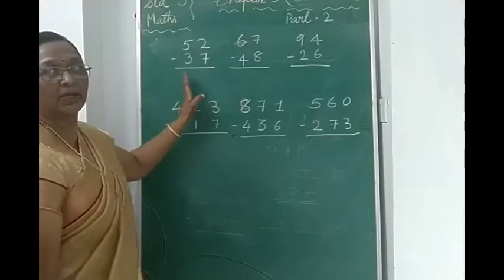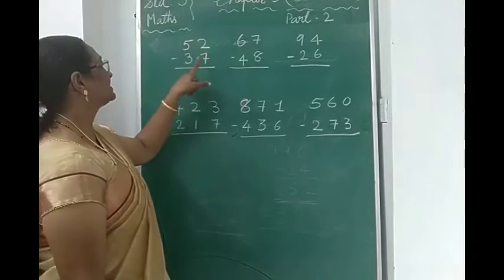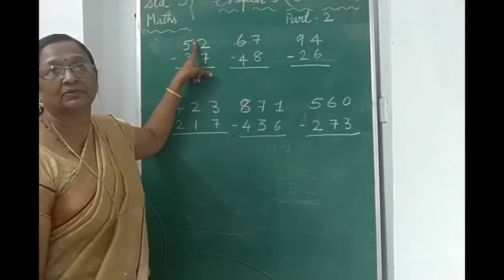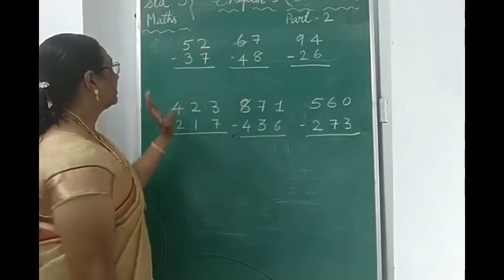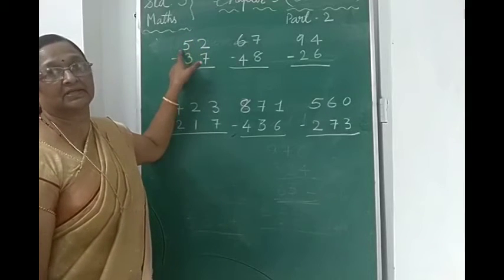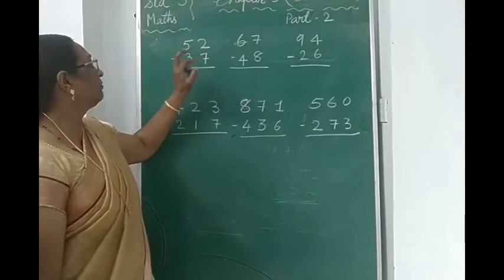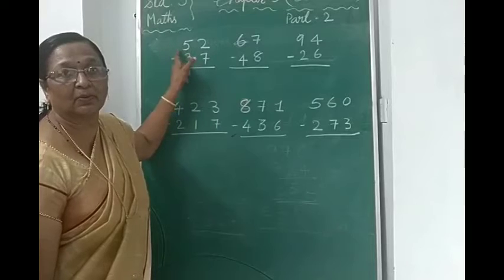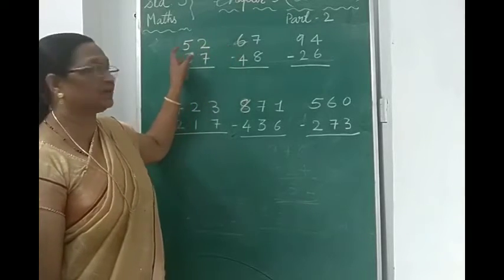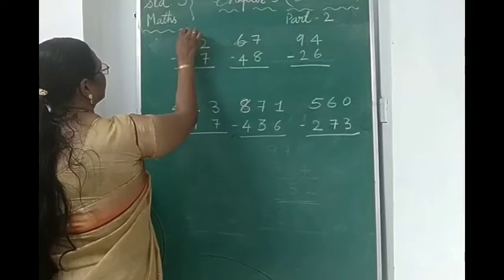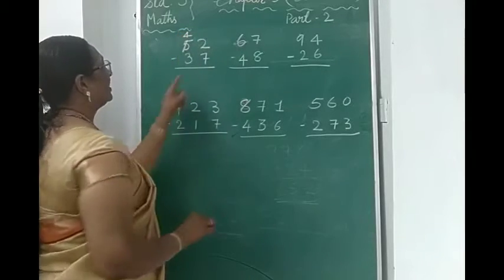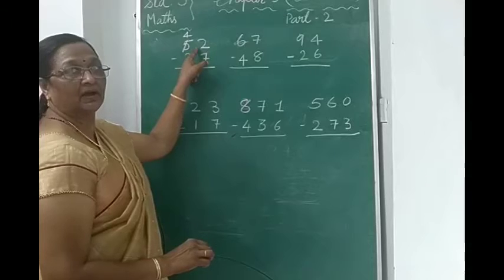Now, are we able to take 7 from 2? No. What we have to do? We have to borrow from tens place. Okay. Now 5 tens are here. We are going to borrow 1 ten from here. So what we are going to do? We are taking 1 from here. So it is going to be 4 and here it is going to be added.